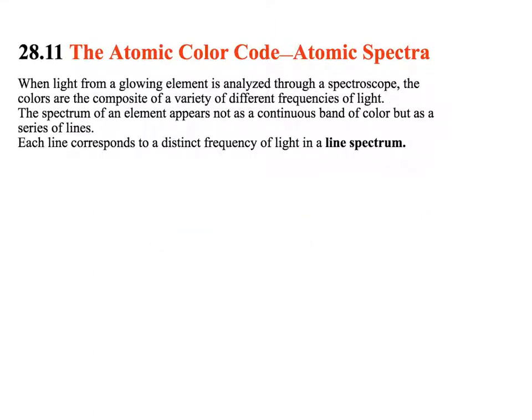When light from a glowing element is analyzed through a spectroscope, the colors are the composite of a variety of different frequencies of light. The spectrum of an element appears not as a continuous band of colors, but as a series of lines. Each line corresponds to a distinct frequency of light in a line spectrum.